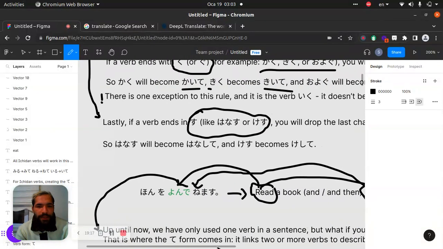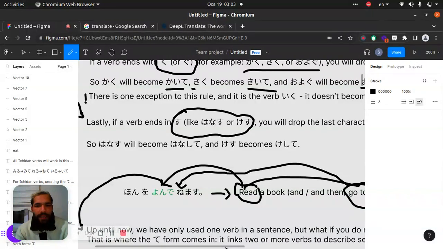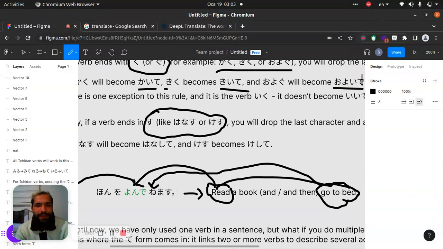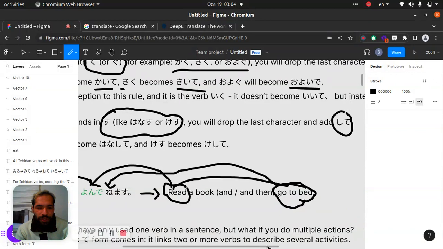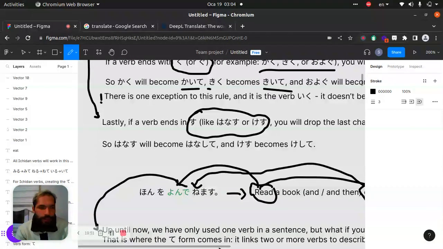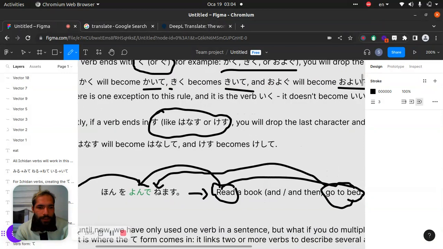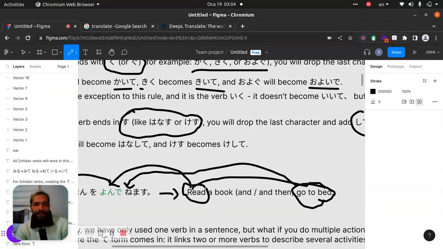If a verb ends in s, like hanasu or tesu, maybe s or something else, you will drop the last character and you will add shite. And the last one, shite. So it will be hanashite, and the other one will be teshite, something like that.